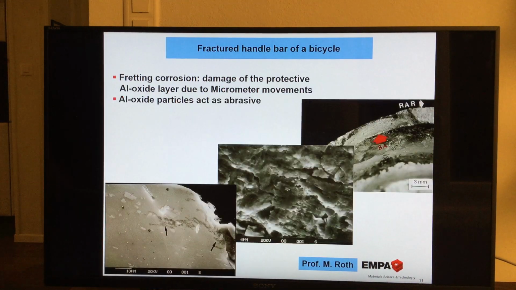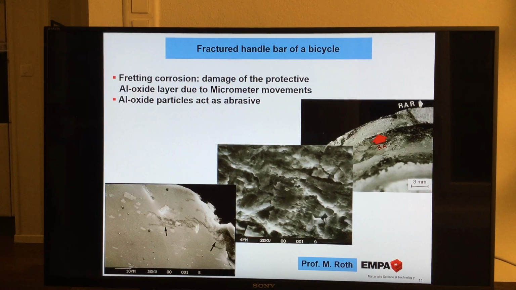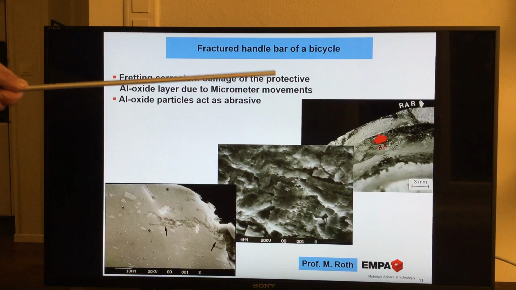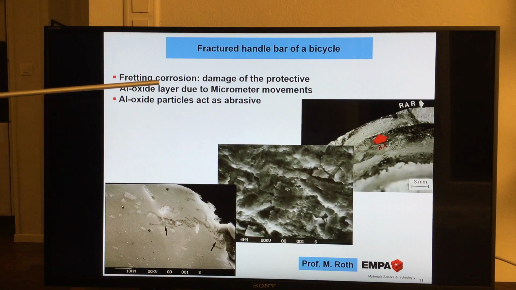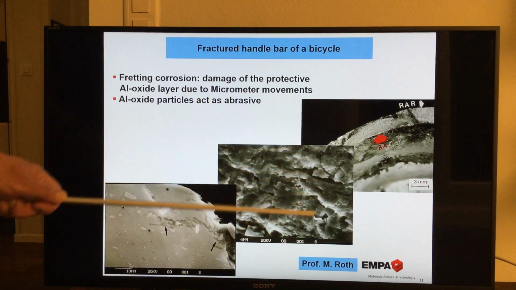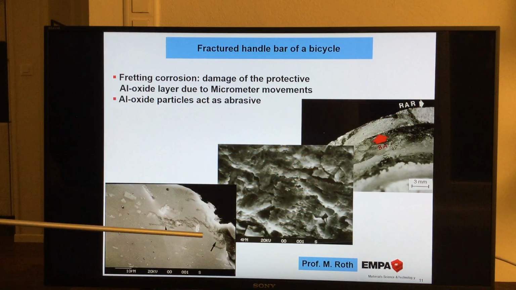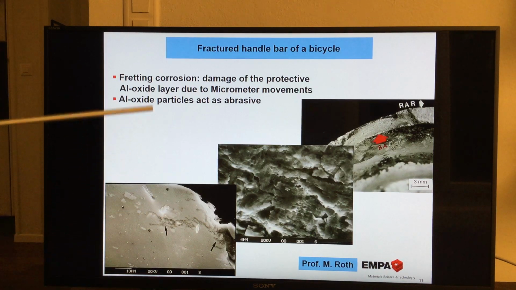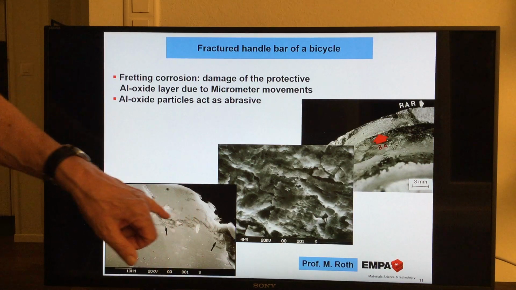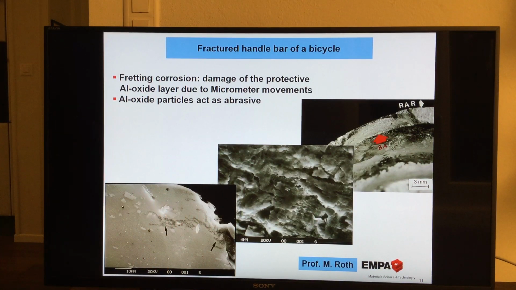Okay, now we can already conclude here, but it's not the main conclusion. We have seen fretting corrosion, damage of the protective aluminium oxide layer due to micrometer movements. This we have seen here in this area. And then it's embedded here. And the aluminium oxide particles are extremely hard. They act as an abrasive, and this abrasive is embedded here and is then the start for the crack.